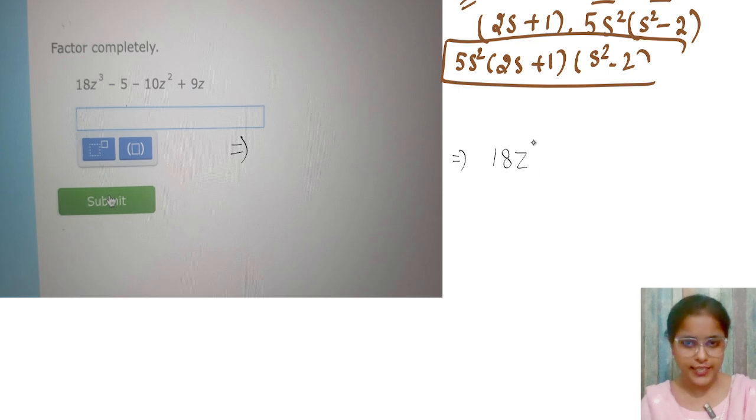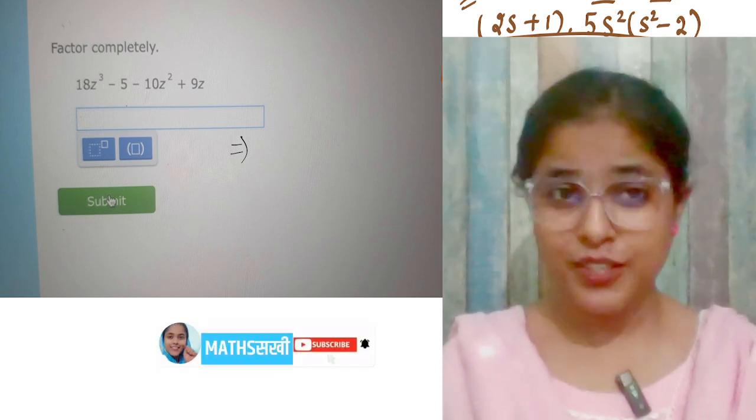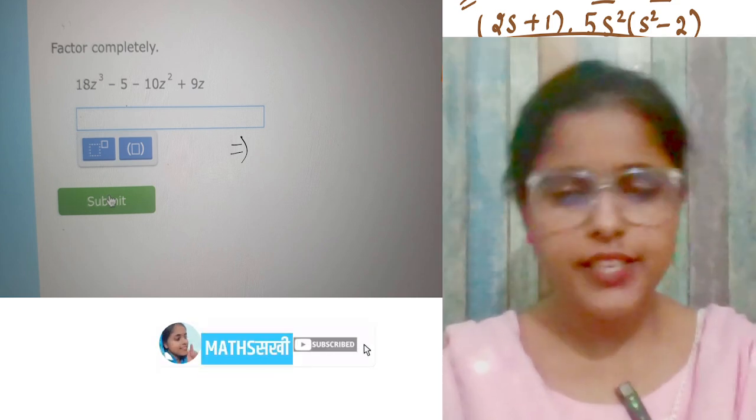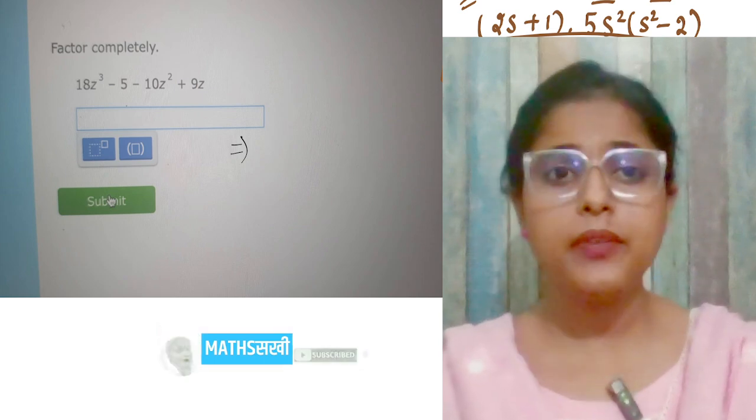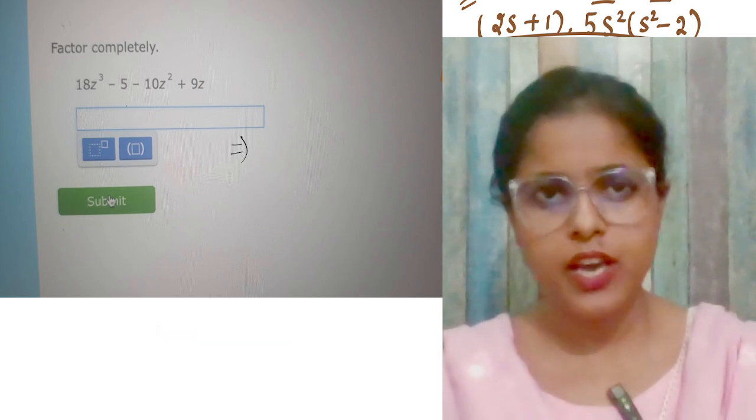Here it is 18z cube minus 5 minus 10z square plus 9z. Now, if you think that you can take the groups in any order, yes, you can. But always remember there must be 2 parentheses or 3 parentheses at the end. Let's see how we can do that.